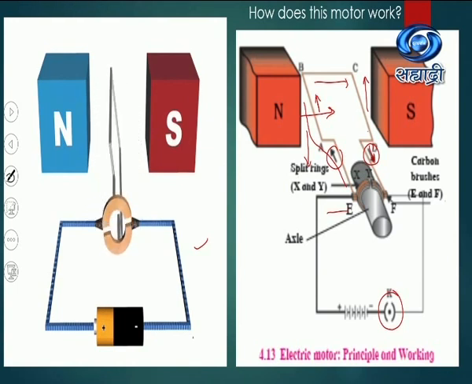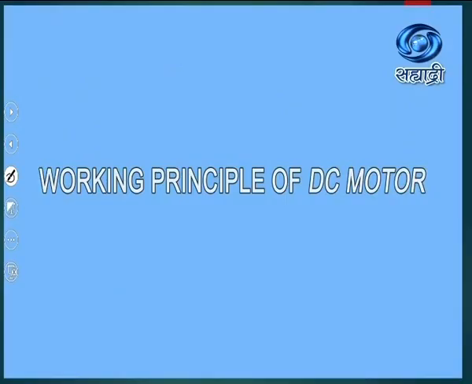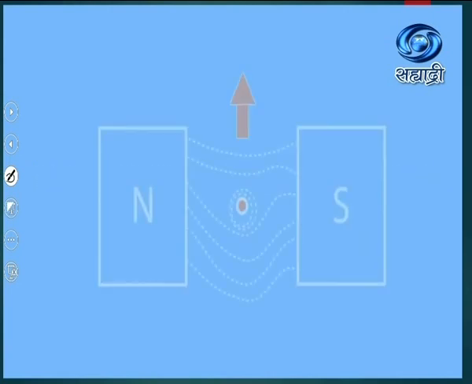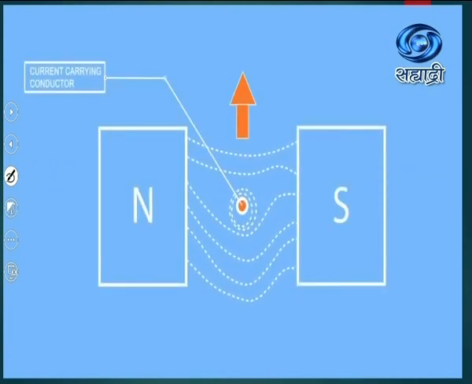In a commercial motor, some practical changes are made. So watch this video. The working principle of a DC motor is very simple. We can see that when a current-carrying conductor is placed in a magnetic field, it experiences some force in a particular direction.